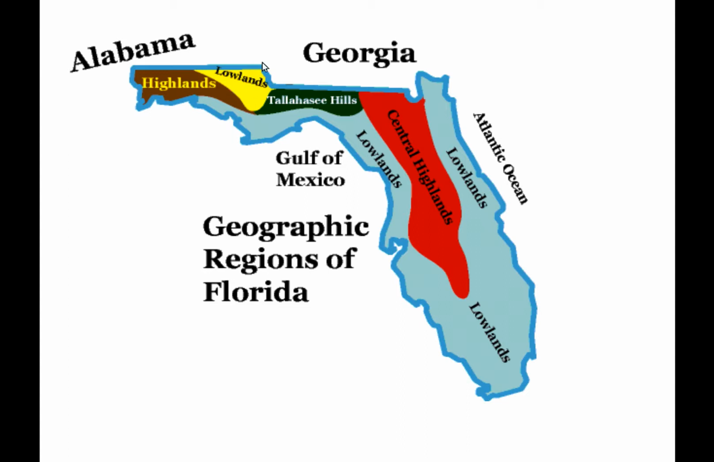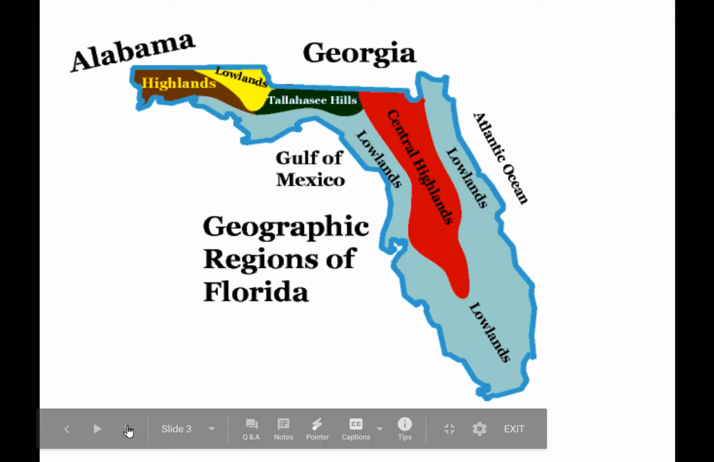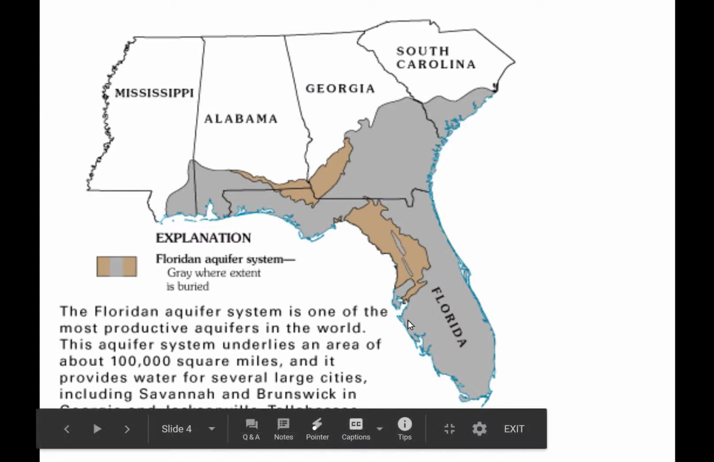The lowlands here, this is where the Apalachicola River has cut through the northern highlands of Florida, and that's the river that divides the Eastern Standard Time Zone from the Central Standard Time Zone. Also, this area here, the lowlands, is where the St. Johns River flows north, the only river in the United States to flow north.